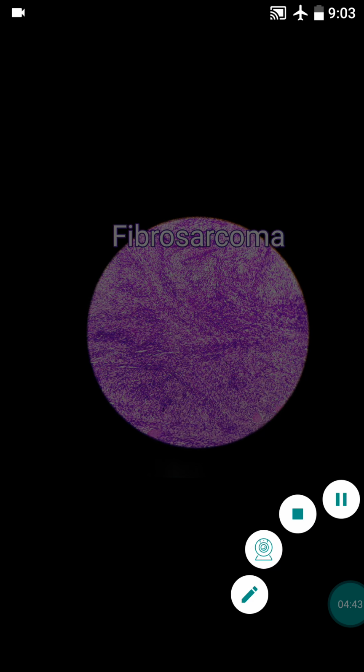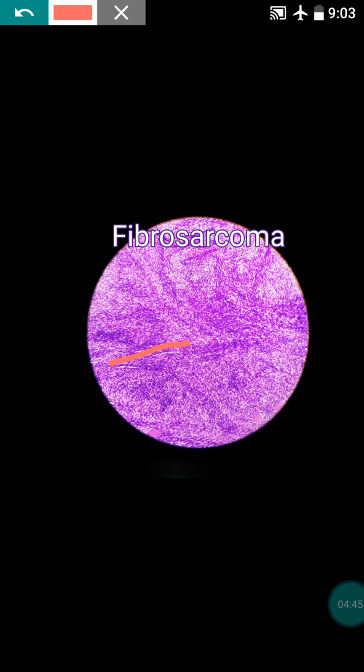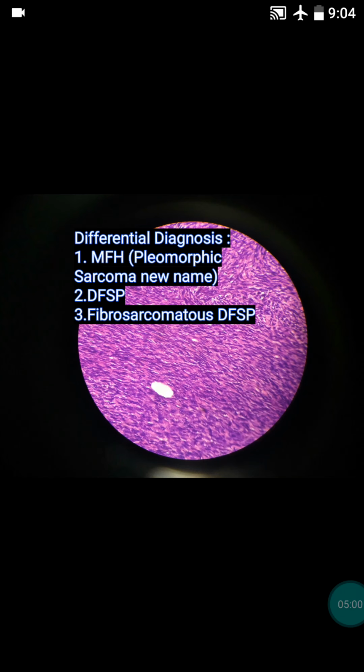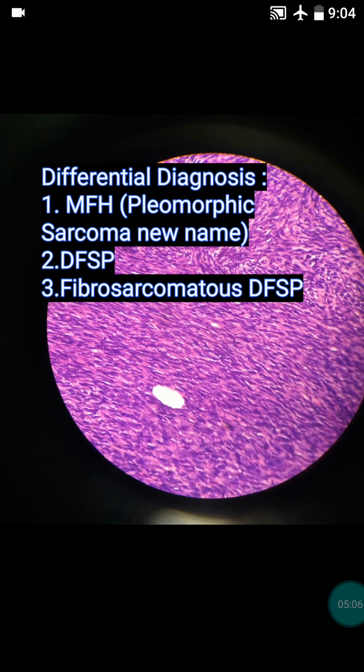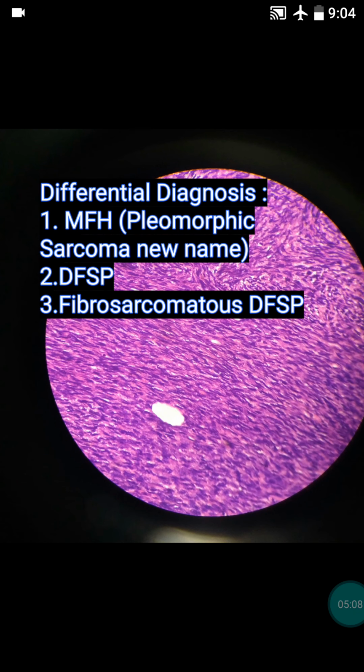So this is another field of the fibrosarcoma. Again you can see the herringbone pattern. This is the herringbone pattern of the mesenchymal cells. This type of pattern is seen in fibrosarcoma. Now, what can be the differential diagnosis for fibrosarcoma? That is very important. Just remember that fibrosarcoma may resemble MFH or DFSP.